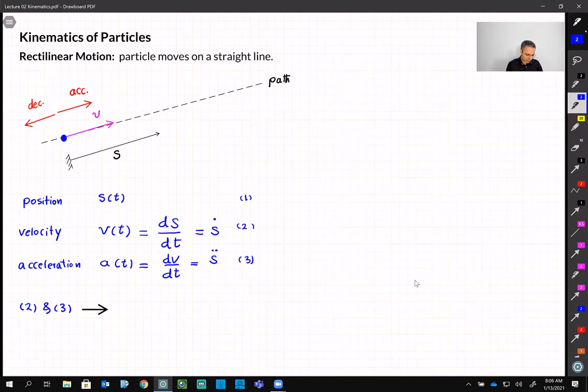For formula number 2, I know dt is equal to ds over v, right? I just don't write the v(t) for simplicity, but you know. And, oh, this has to be dt.